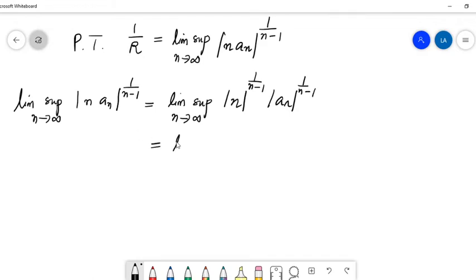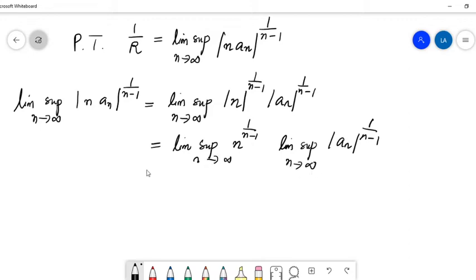this is equal to limit supremum of n raised to 1 by n minus 1, n is a natural number so it is positive, into limit supremum, the product of limits works here also, of modulus of an raised to 1 by n minus 1. Okay, here n tends to infinity, here also n is tending to infinity, which is equal to limit supremum. If the limit exists, the limit and limit supremum are the same.